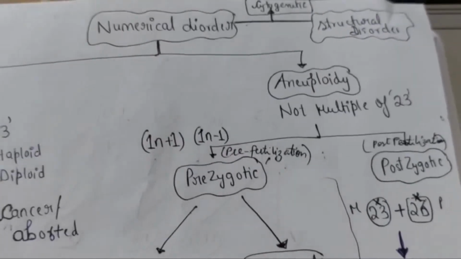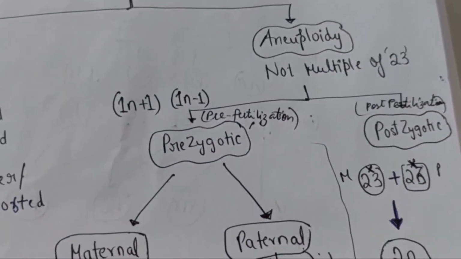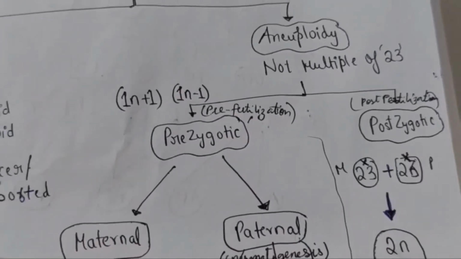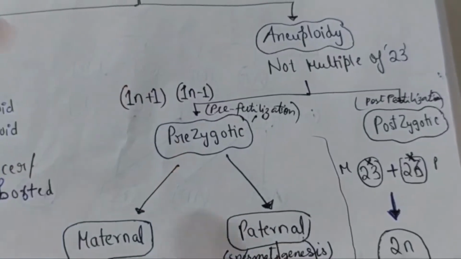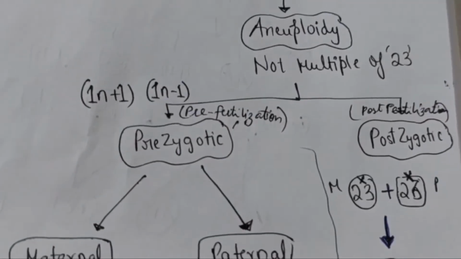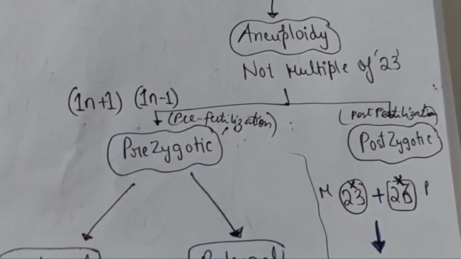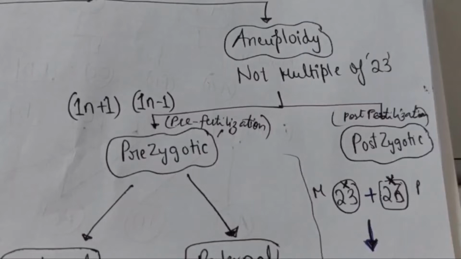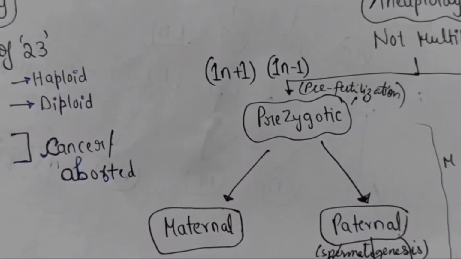So aneuploidy is a numerical disorder in which the total number of chromosomes is not a direct multiple of 23. This can be caused by two reasons: aneuploidy before the zygote is formed, or aneuploidy after the zygote is formed. Aneuploidy due to events before the formation of the zygote is called pre-zygotic or pre-fertilization, and aneuploidy after the zygote is formed is called post-zygotic or post-fertilization.